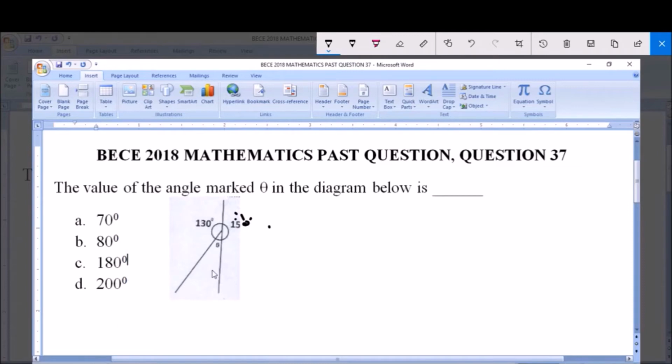Now this is the diagram. You have 130 degrees, 150 degrees, and theta. Now this is the point. And like we know, angle at a point is what?